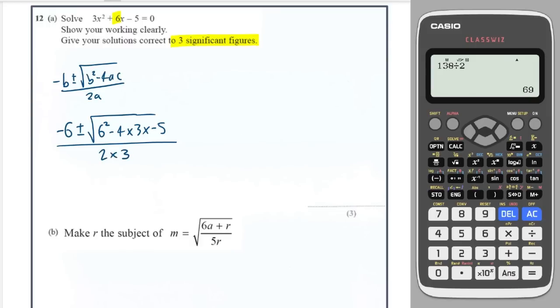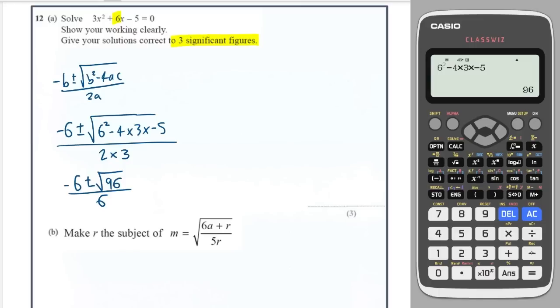Okay, so to get all my method marks, I'm going to want to type in what is underneath that square root. So I'm going to press 6 squared minus 4 times 3 times minus 5. That gives me 96. So I can write this as minus 6 plus or minus the square root of 96 all over, 2 times 3 is 6, so that's just 6 on the bottom there. Okay.